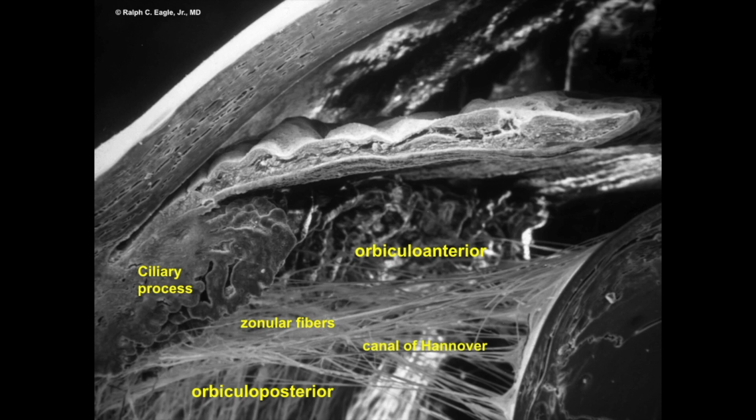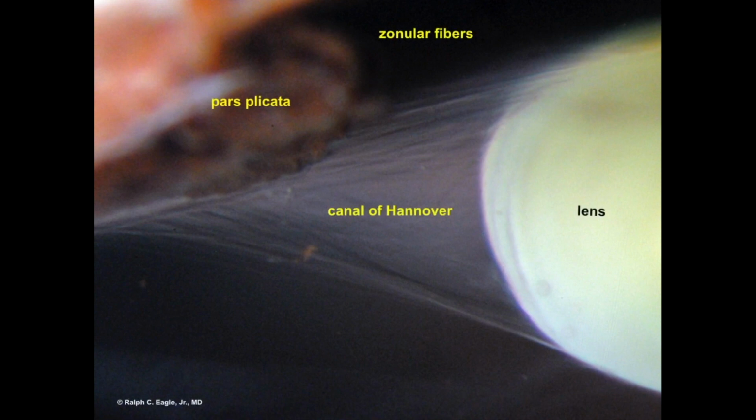The anterior chamber angle in this eye is artifactitiously closed. The canal of Hannover is visible in this macrophoto. This scanning micrograph shows zonules inserting onto the anterior lens capsule.